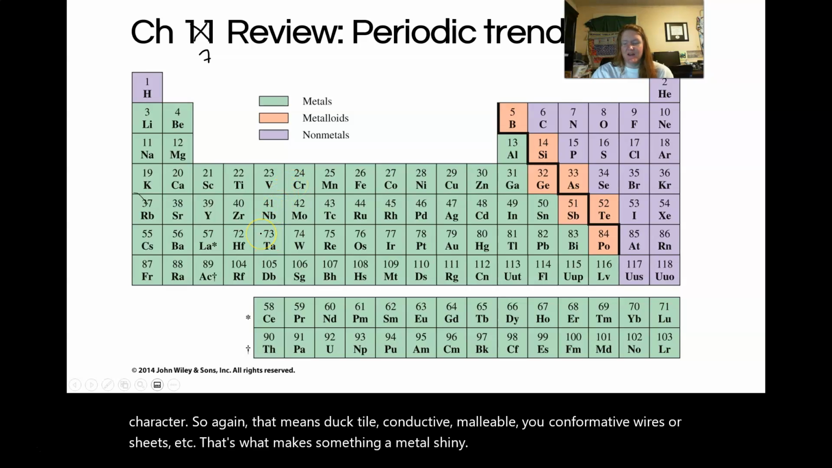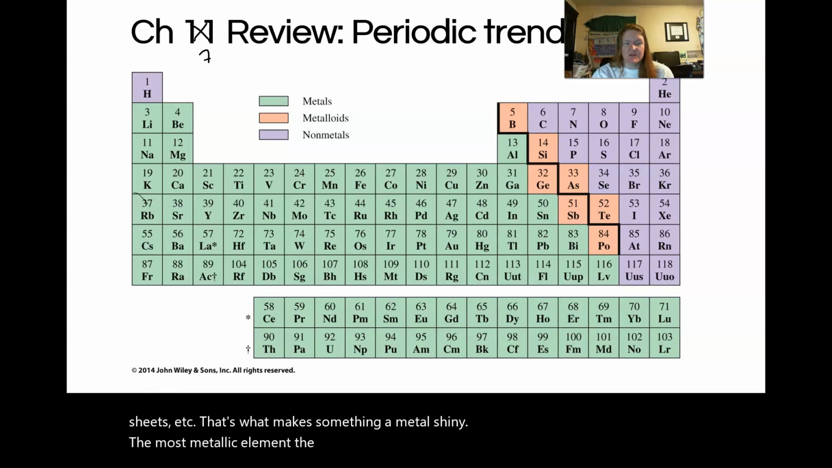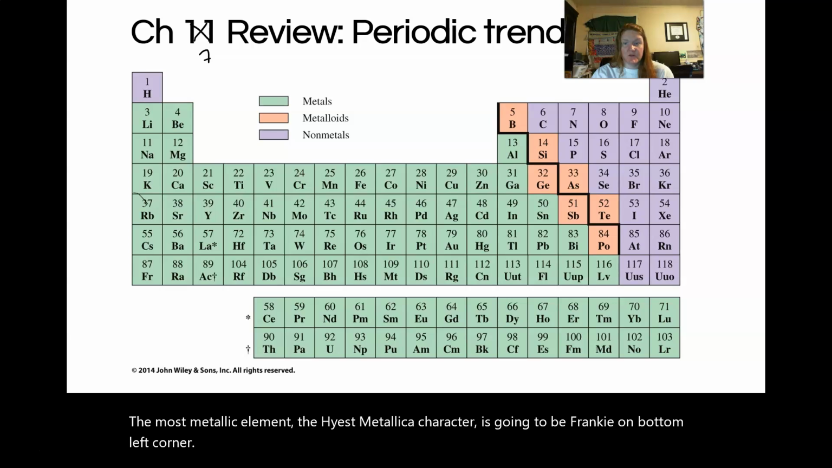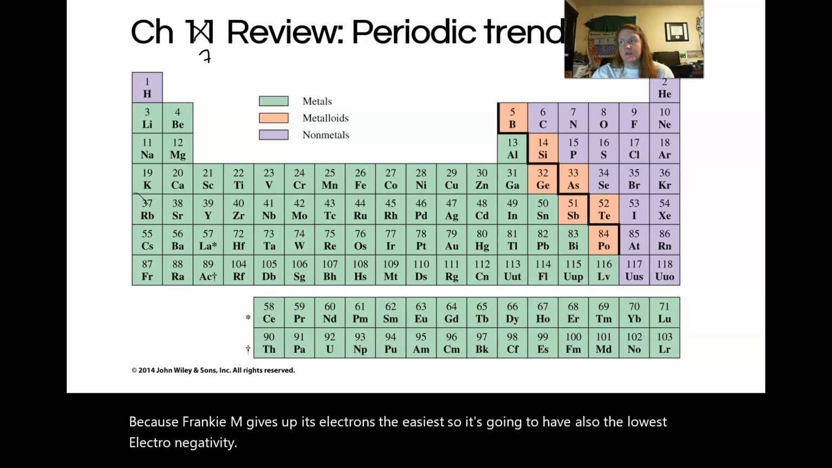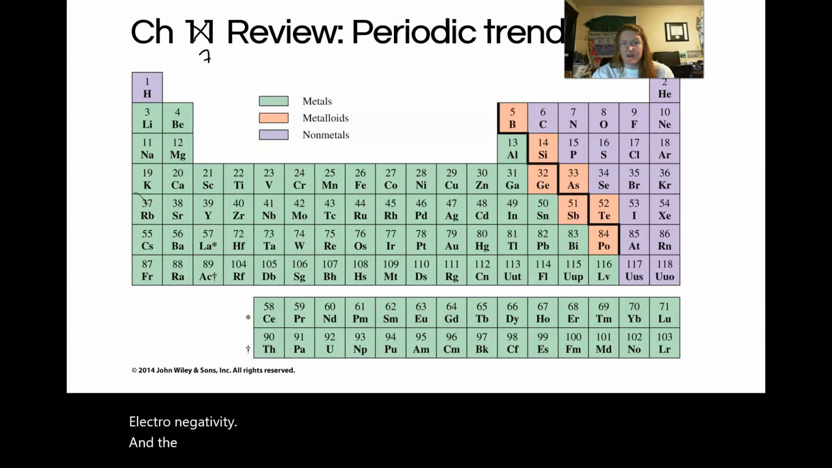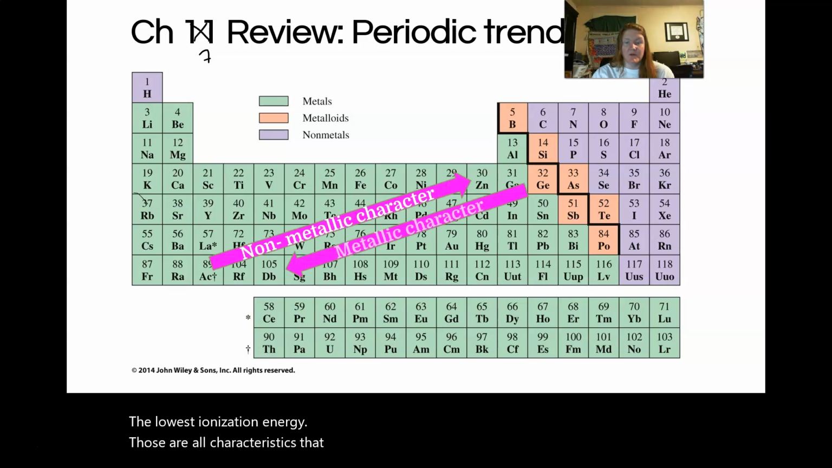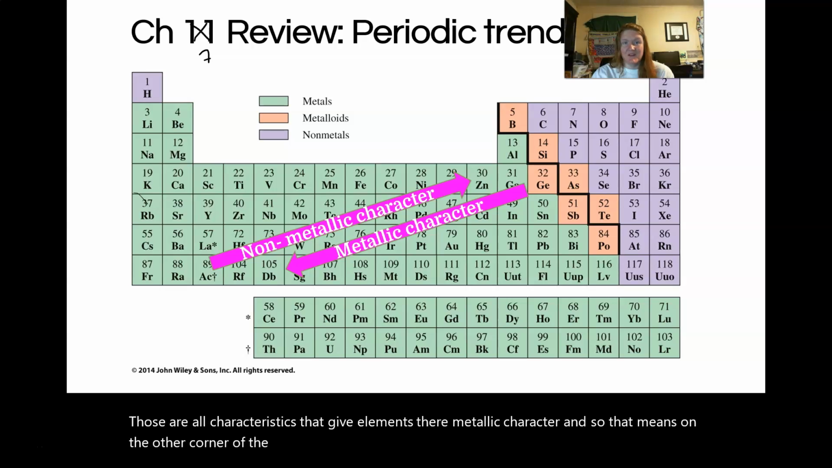The most metallic element, the highest metallic character, is going to be francium, bottom left corner. Because francium gives up its electrons the easiest, so it's going to have also the lowest electronegativity, and the lowest electron affinity and the lowest ionization energy. Those are all characteristics that give elements their metallic character. And so that means on the other corner of the periodic table, helium is the least metallic element. It does not like to give up its electrons at all.